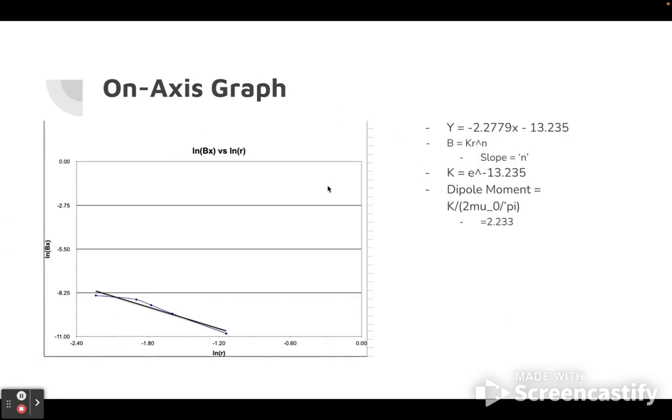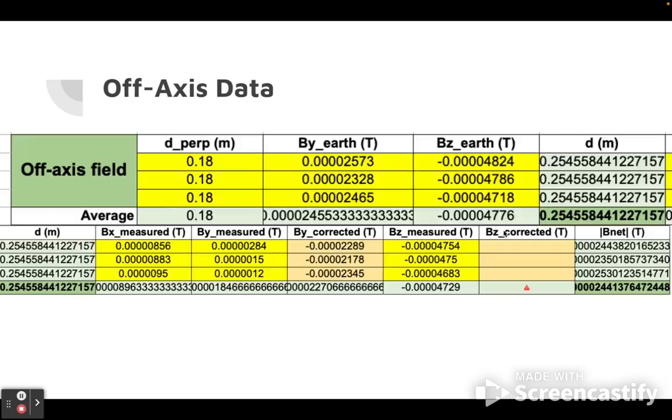And then this is our on-axis graph. As I said before, we use this to calculate R and N. So this is R, and then E to the this is K. So that means that the dipole moment that we calculate from this using this equation is 2.233.